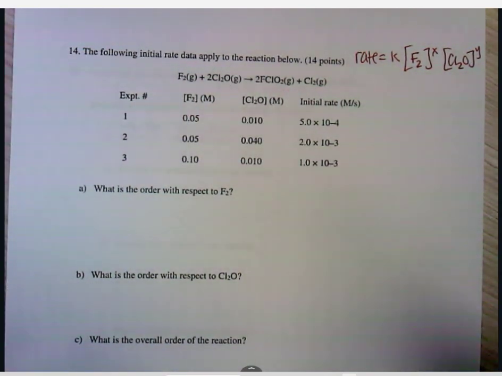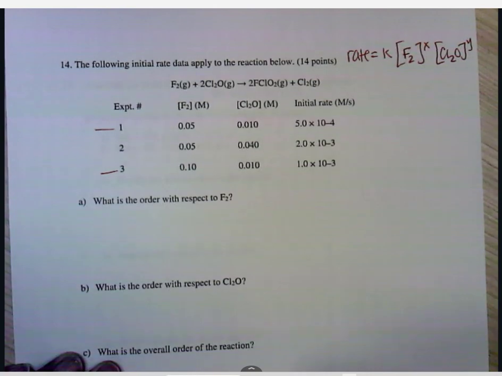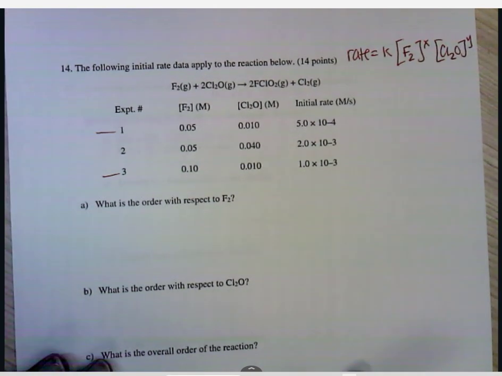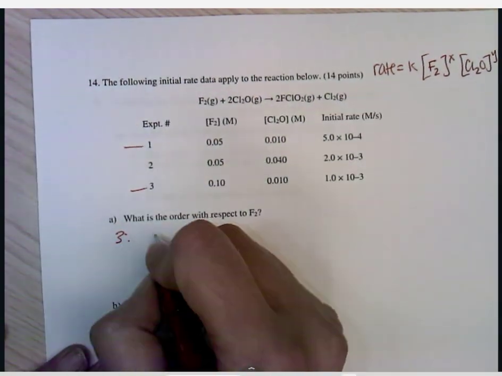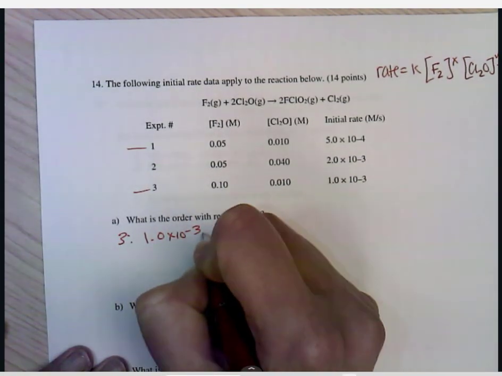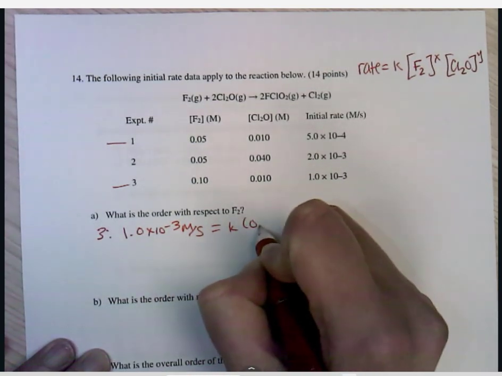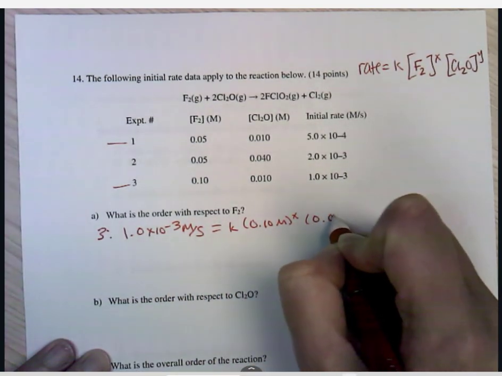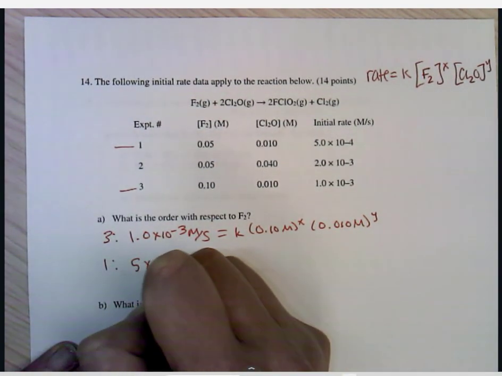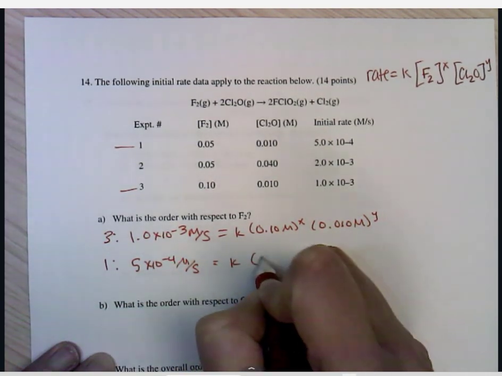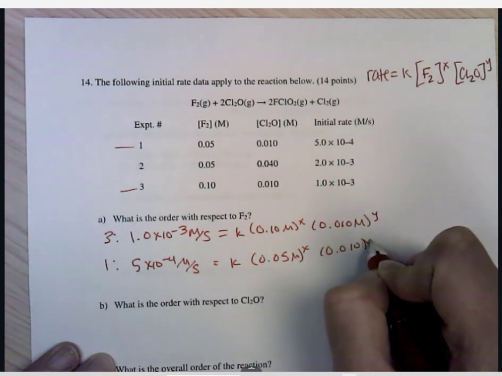So for F2, I'm going to look for reaction experiments where F2 changed, but Cl2O stayed the same, and I will use 3 and 1 for that. I like to do the one with the bigger concentration on top, so I'll say 1.0 times 10 to the minus 3 molarity per second, remember this is what I'm plugging into, equals K times 0.10 molar to the X times 0.010 molar to the Y. And then for number 1, 5 times 10 to the minus 4, 0.05 molar, and 0.010 molar to the Y.